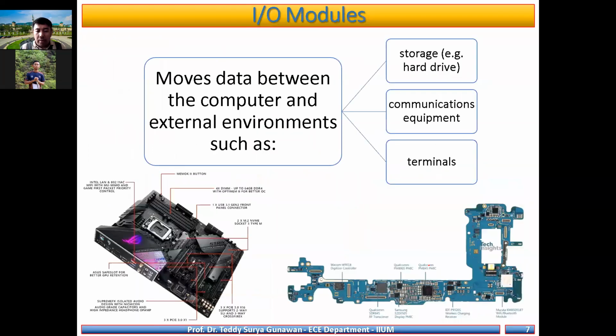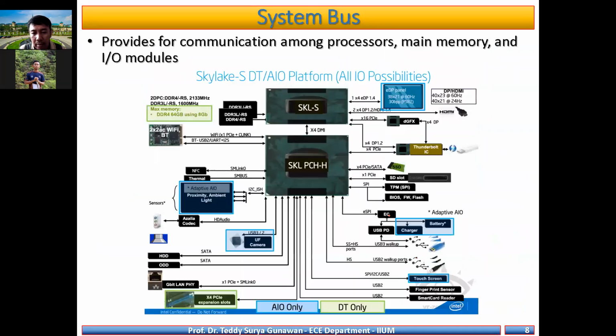Okay, so I/O modules, of course, provide the interconnection between all the components. So you can connect to storage, communication equipment, terminals, the keyboard and monitors. Yeah, see, this is an example, and this is also an example. This is Qualcomm, I think, in a Samsung Galaxy something. Okay, the motherboard has similar things. You have the chipsets, and they are connected to various I/O and other devices.